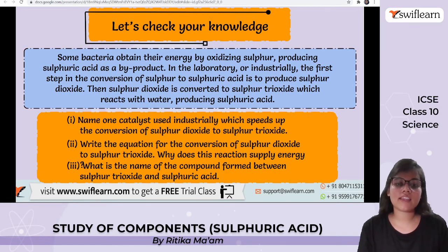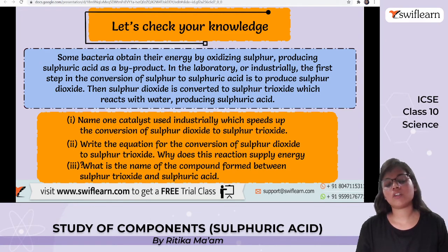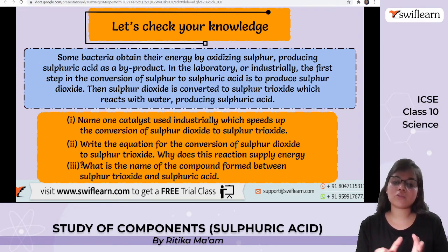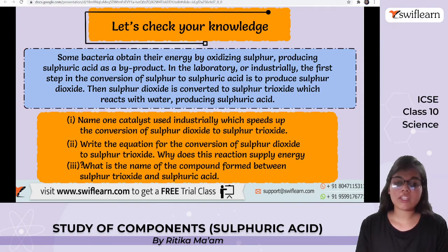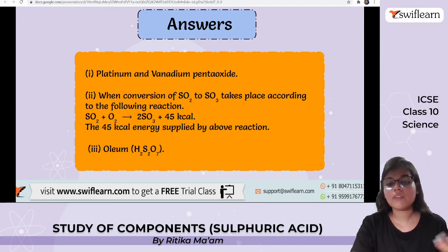Now the question says, some bacteria obtain their energy by oxidizing sulfur, producing sulfuric acid as a byproduct. In the laboratory or industrially, the first step in the conversion of sulfur to sulfuric acid is to produce sulfur dioxide. We just saw it in the contact process also. Then sulfur dioxide is converted to sulfur trioxide, which reacts with water producing sulfuric acid. Name one catalyst used industrially to speed up the conversion of sulfur dioxide to sulfur trioxide. We saw we are using platinum and vanadium pentoxide to speed up the reaction.